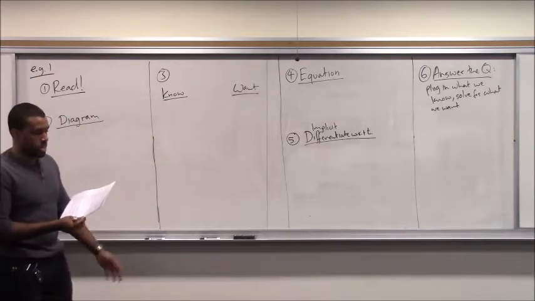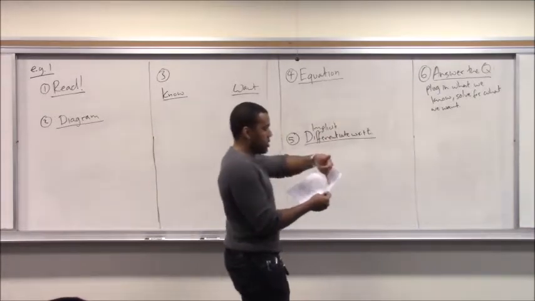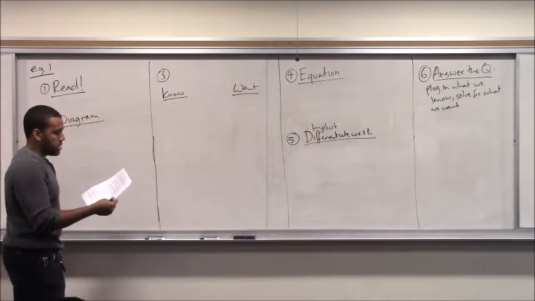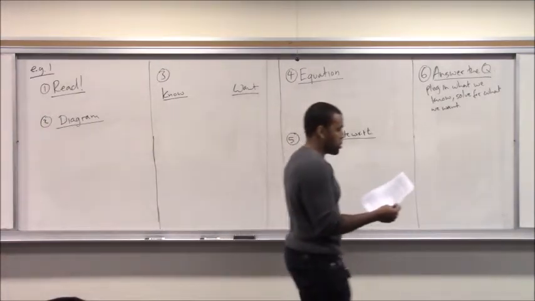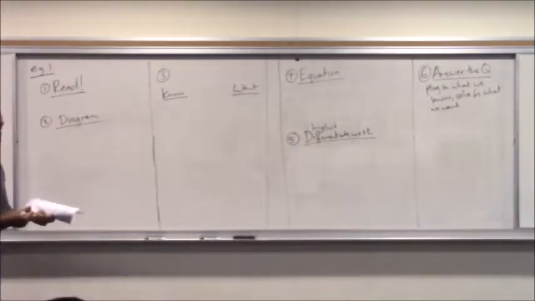Again, here's a situation they describe to you. They tell you how fast some things are changing. Width is increasing at 3, and the length is increasing at 8. And then they ask you how fast is the area changing. This is a related rates problem. So, you read the question. Now let's draw a diagram of the situation.